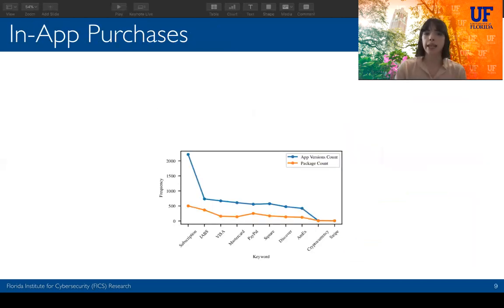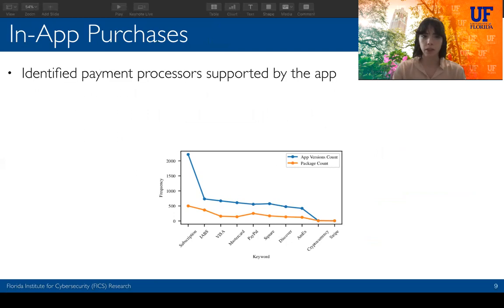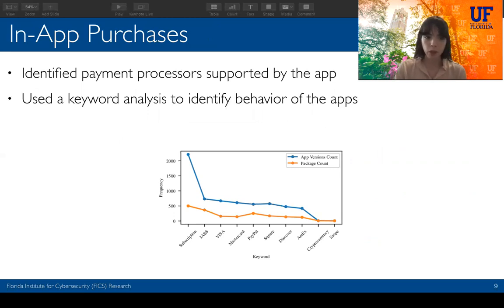Next, we wanted to look at in-app purchases. We identified payment processors supported by the apps by using keywords, and we created this keyword list by looking at different papers that have been highly regarded and supported in our industry. We used this keyword analysis to identify behaviors of the apps as well. Words like subscription obviously gave us an idea that these apps were using a subscription basis.